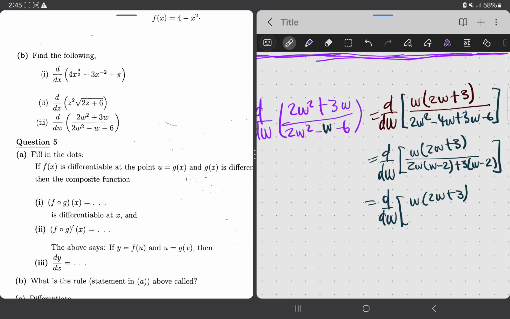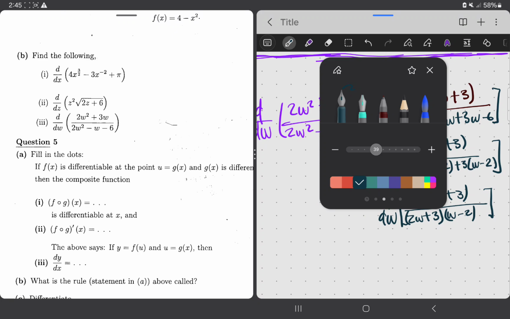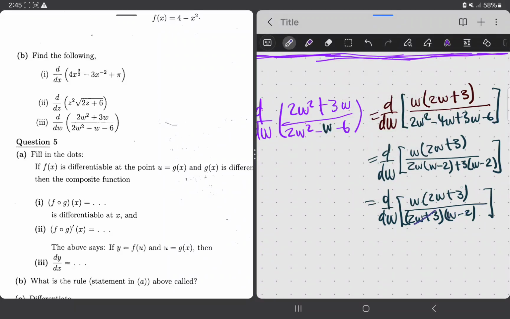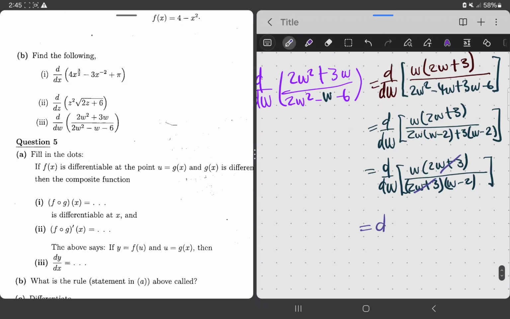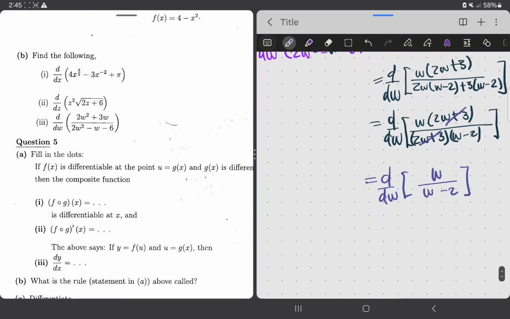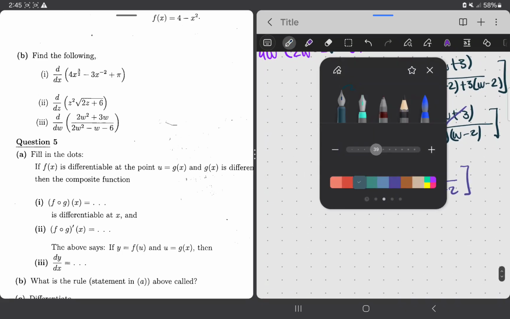Then here we have the factors. We start with the things outside. It's over 2w plus 3, and this is multiplying w minus 2. There we go. You see? I had a feeling. So now we can go ahead and cancel. So 2w plus 3 and 2w plus 3 go. We will be left with d/dw of w over w minus 2. This is what we have. Now let us differentiate this.